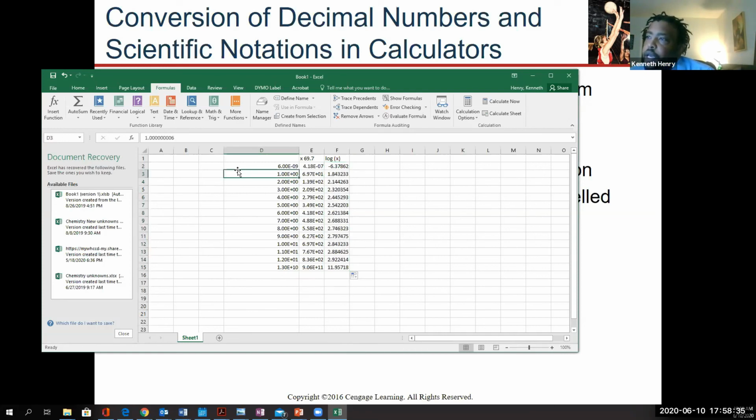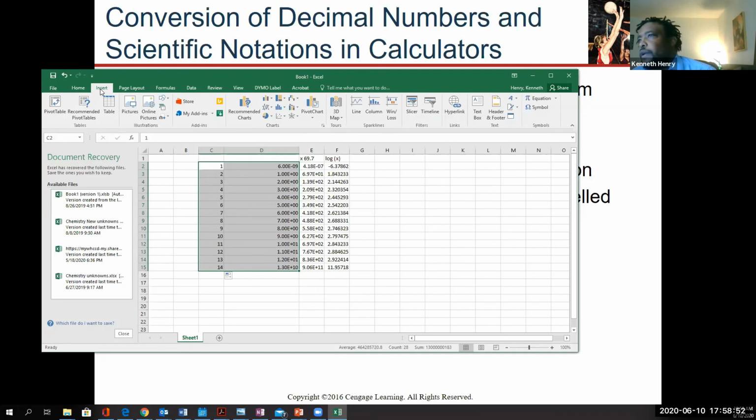So let's say I wanted to graph this. So I would go under Insert. These are all the different types of graphs that I'm capable of doing. But let's say I wanted a scatter plot. So that's an X, Y graph, right? X-axis, Y-axis.